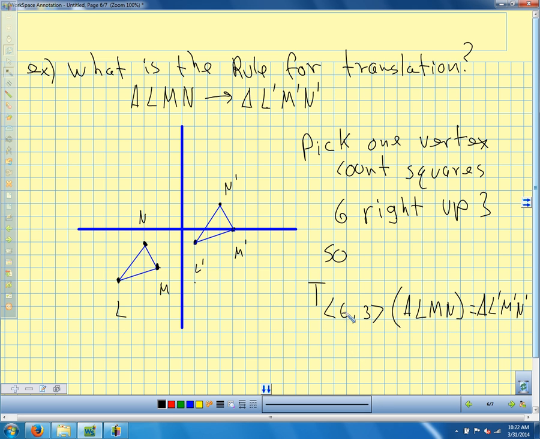Positive numbers move us to the right and up. Negative numbers would move us to the left and down.